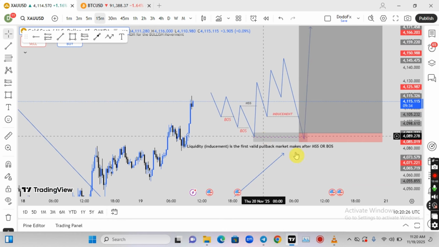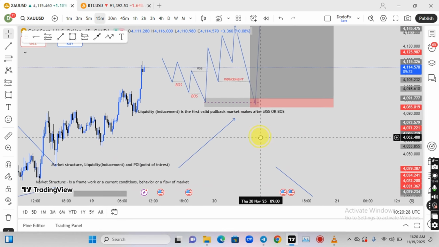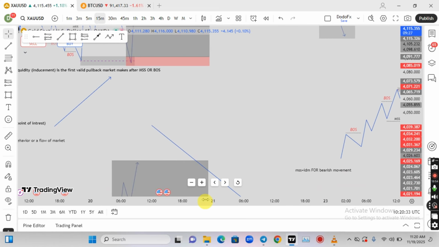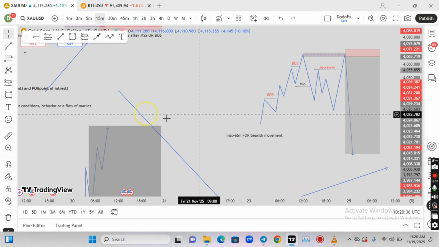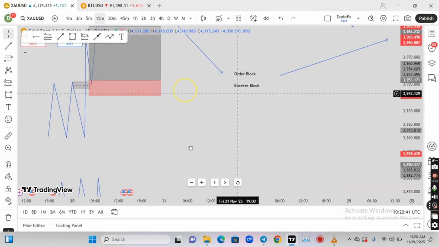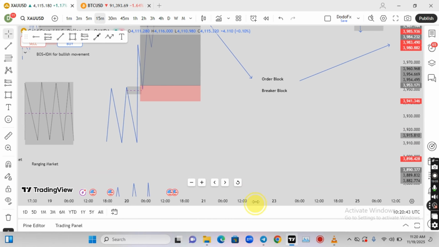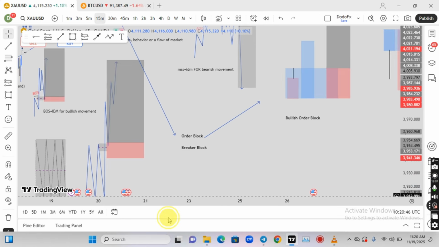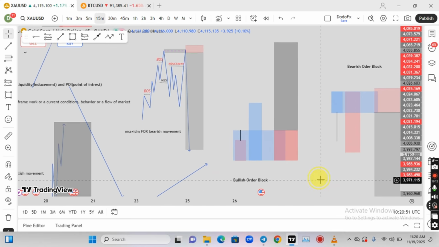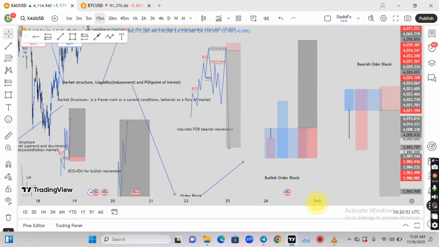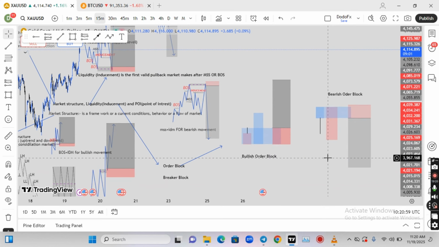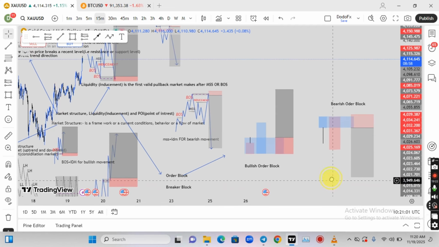This is what I mean. These are order block zone entries. So for my point of interest, I look out for order block and breaker block entries, which I just explained right now. So be careful what kind of point of interest you look out for.